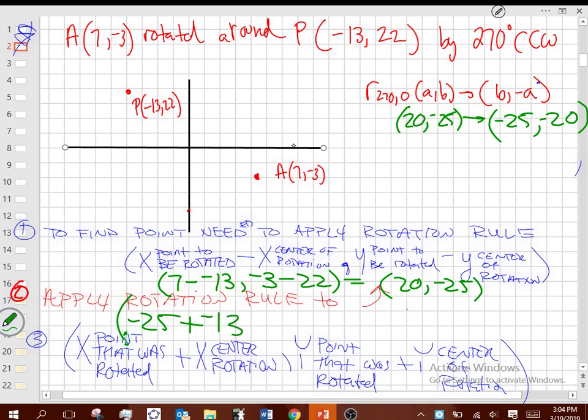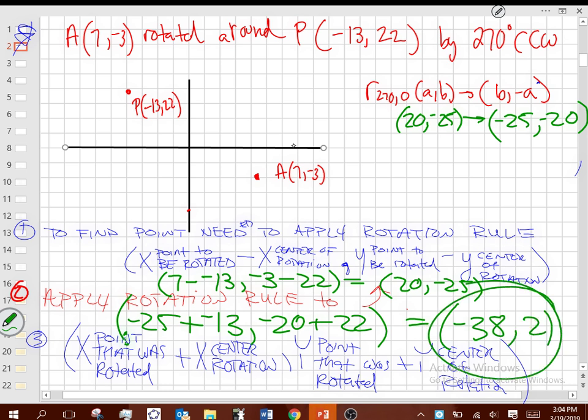Negative 13. Now make sure you're always adding, and you put in the plus or minus that is attached to that center of rotation. Then it's going to be the y coordinate, which is negative 20, plus then 22. So what do we get when we do that? Negative 38, comma 2.